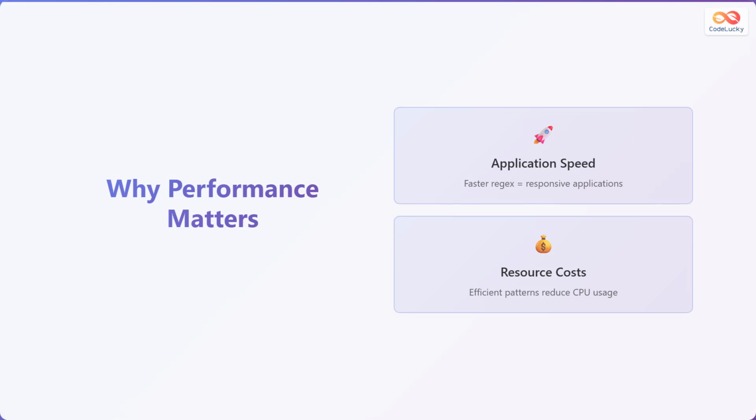Let's discuss why regular expression performance is so important. Firstly, application speed is directly affected. A faster regular expression leads to more responsive applications. Secondly, resource costs are also a major factor. Efficient patterns reduce central processing unit usage, which in turn lowers operational expenses. So, optimizing regular expressions not only improves speed but also saves you money.